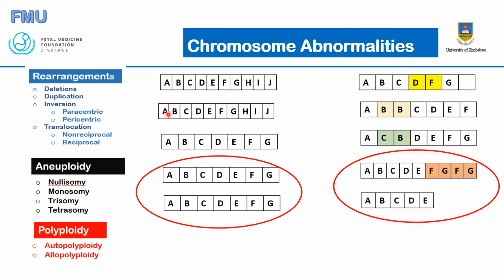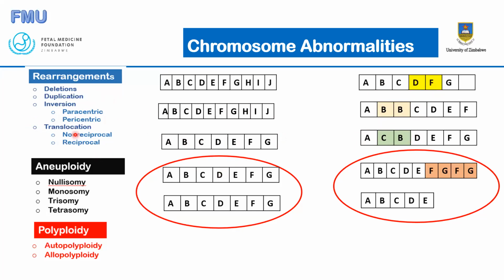Then in terms of duplication, we have a repeat of a region of the chromosome. As you can see, there is a repeat of the B there. Then in inversion, we have an inverted sequence of a region of the chromosome. You can see this is normal, but here it will be inverted. Instead of having an ABC arrangement, it's an ACB. This is all detected by looking at the banding pattern at the level of the chromosome.